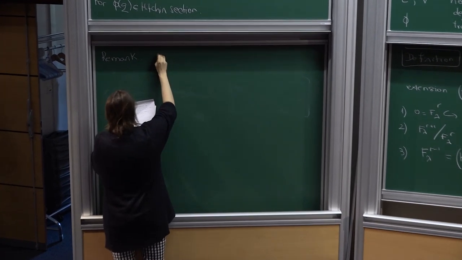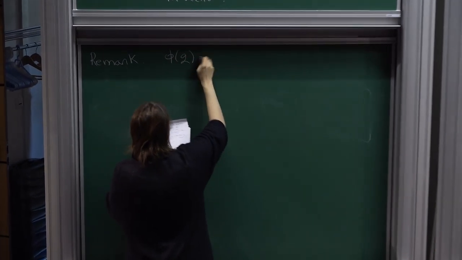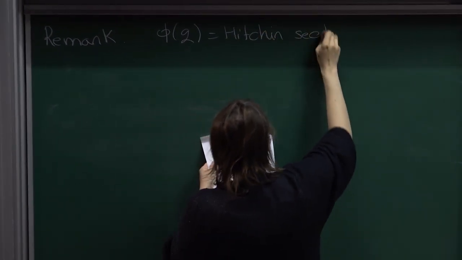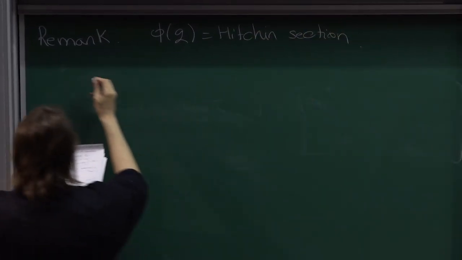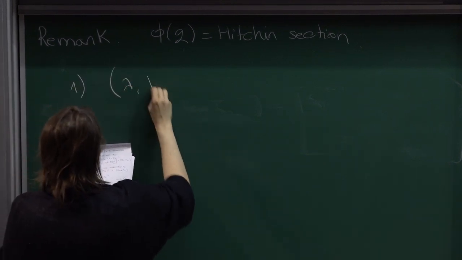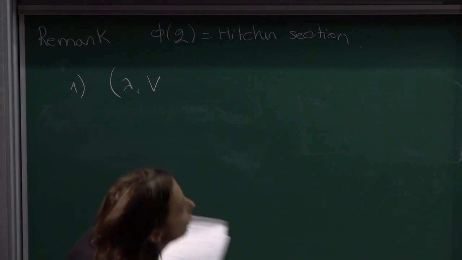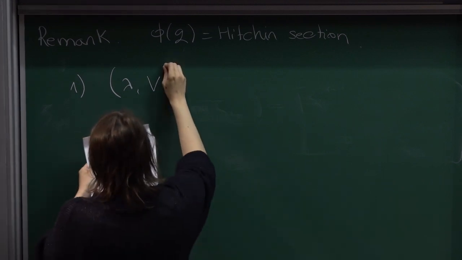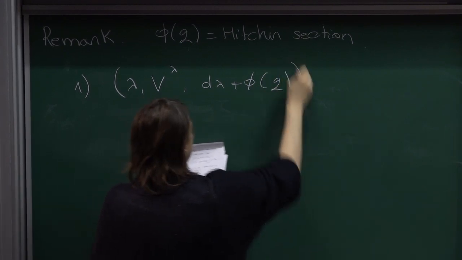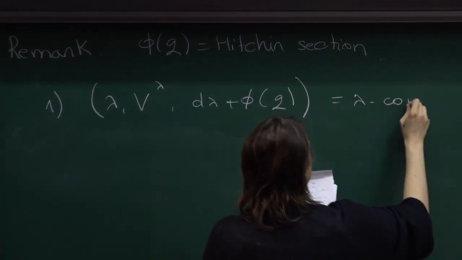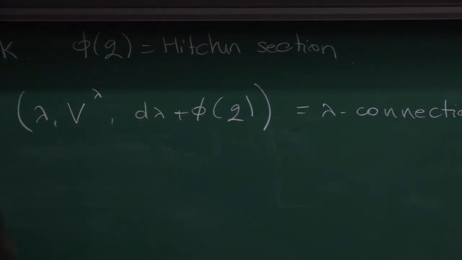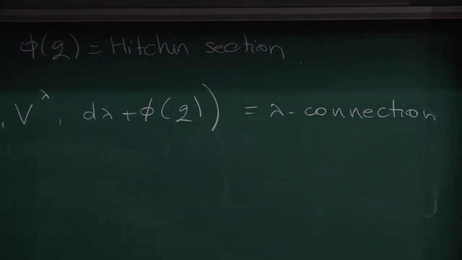So I'm going to start with phi of q on the Hitchin section. And then I have the following, that lambda upper v of lambda and d lambda plus phi of q is a lambda connection. So this guy that appeared here, if you multiply by lambda, is just a lambda connection.